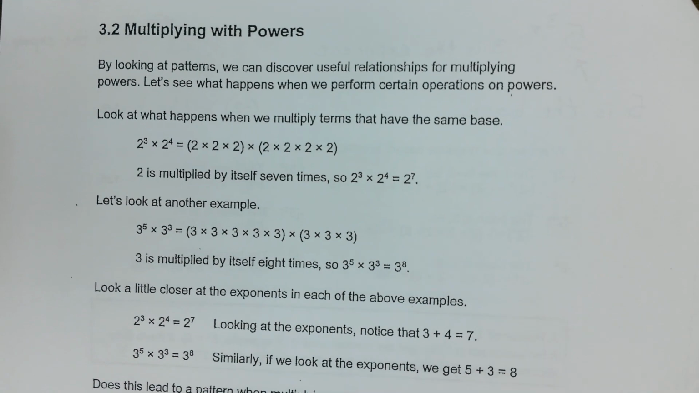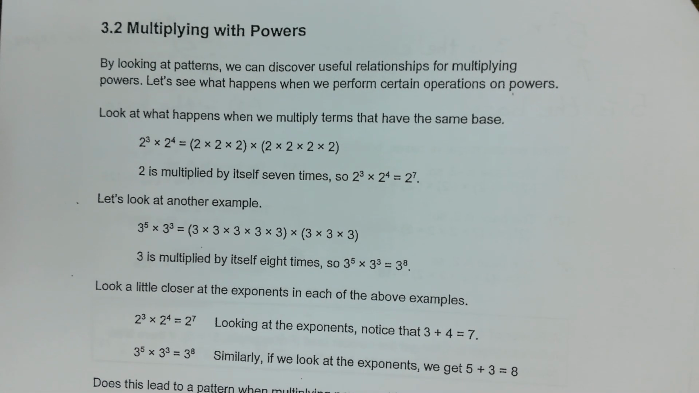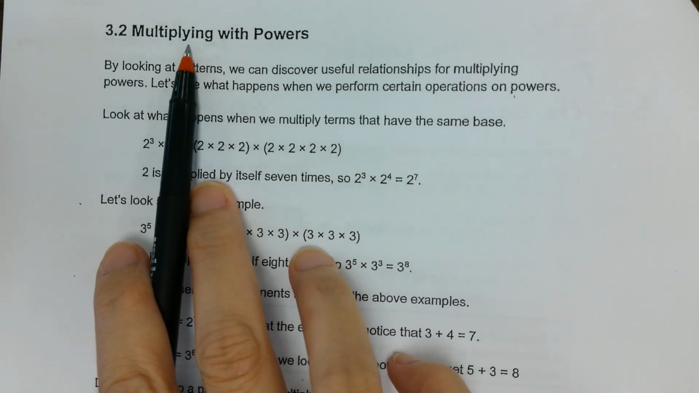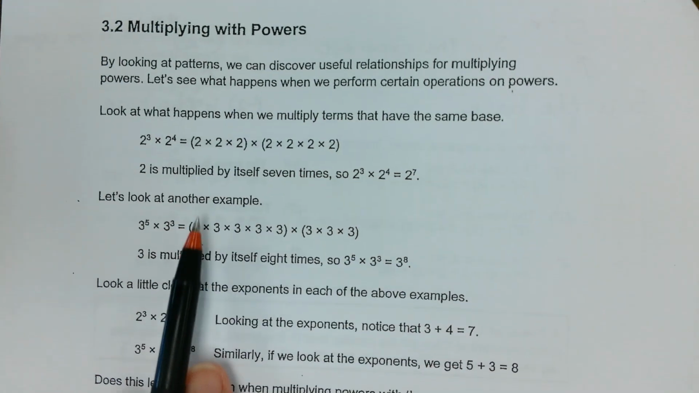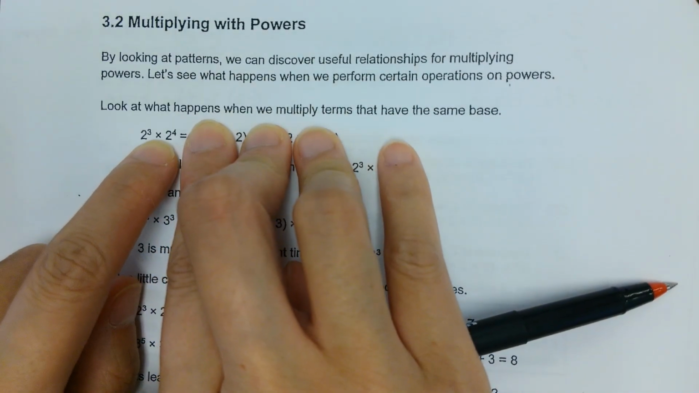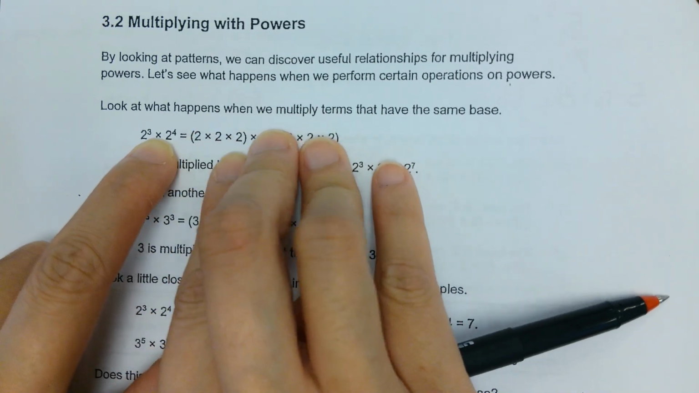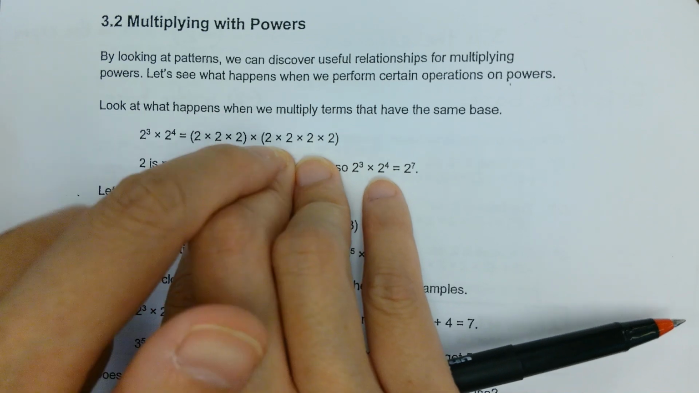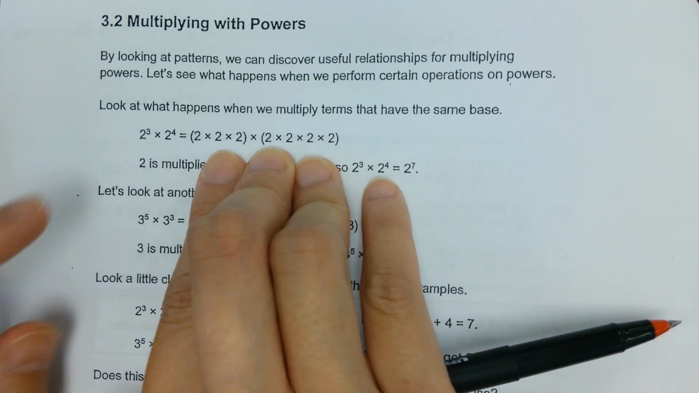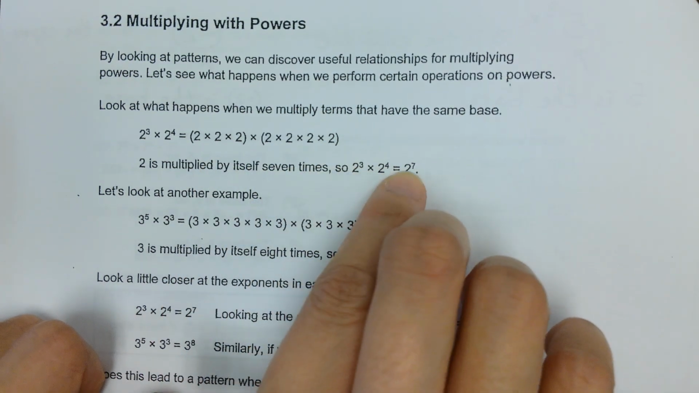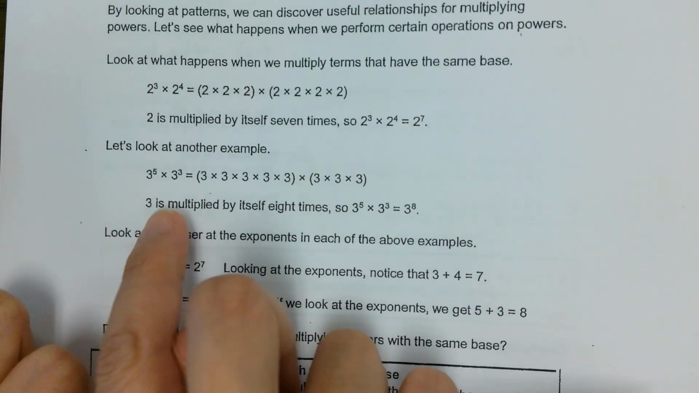I know you guys learned about that in grade 7 and 8. So now let's talk about multiplying with powers. So given this, 2 to the power 3 times 2 to the power 4, all that means is you're doing 2 times 2 times 2, and then another 2 times 2 times 2 times 2. So altogether, how many 2's are there? 7. So it's 2 to the 7.